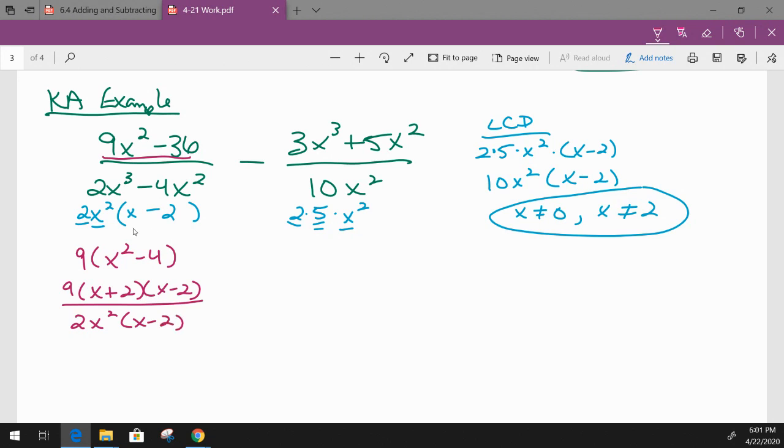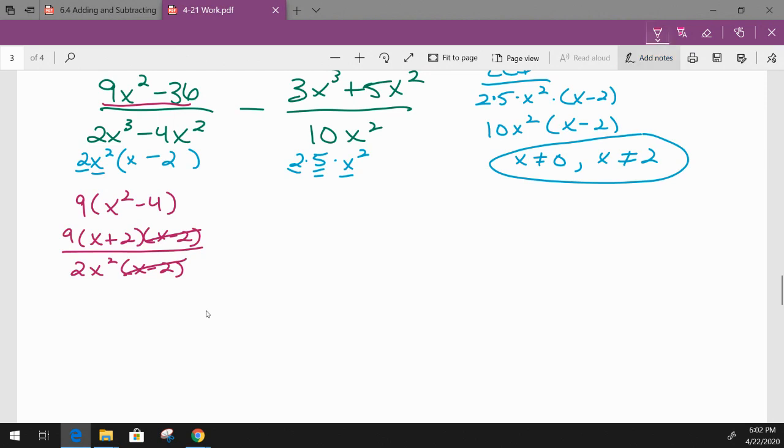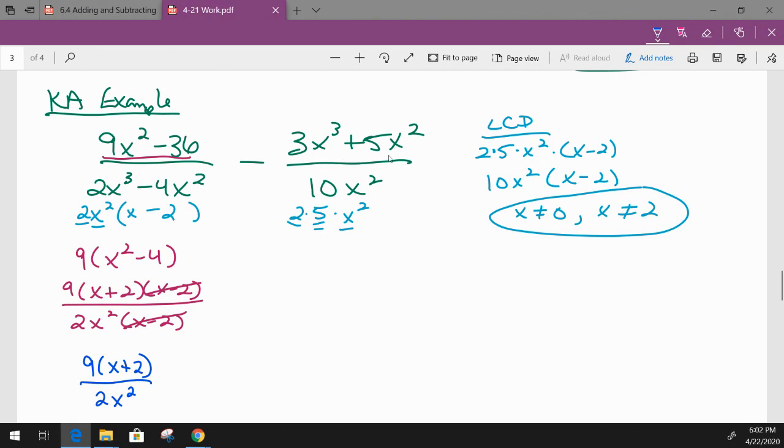If you notice, the numerator and denominator both have a common factor of x minus 2, which means that I can reduce that. So my new fraction now is 9 times x plus 2 in the numerator and 2x squared in the denominator. So that fraction is going to be a little bit easier to work with. So let's see, does the other fraction have something that can be simplified?